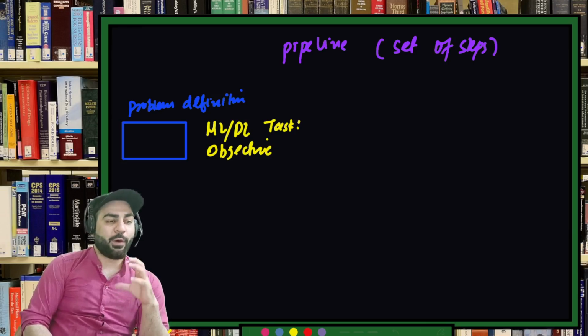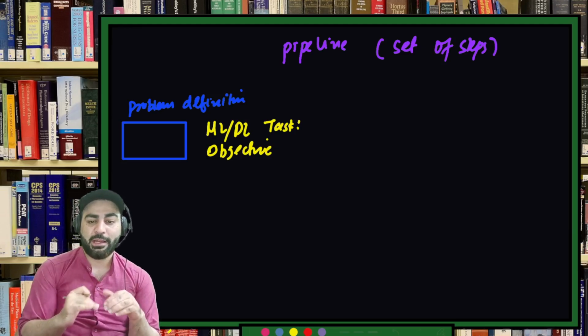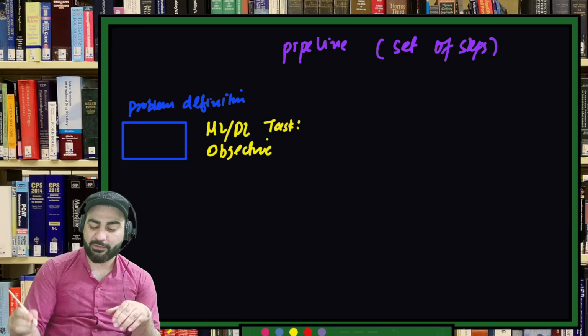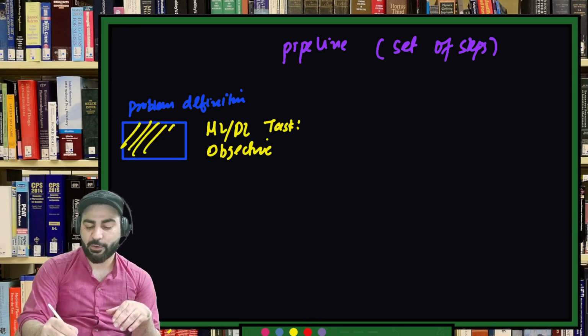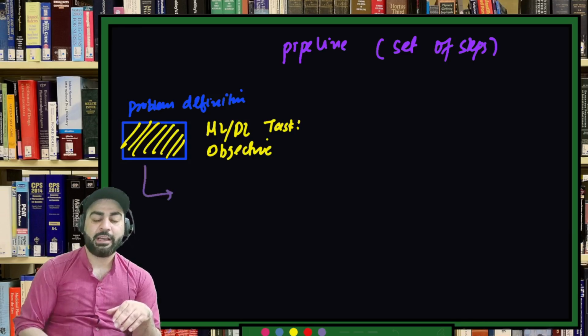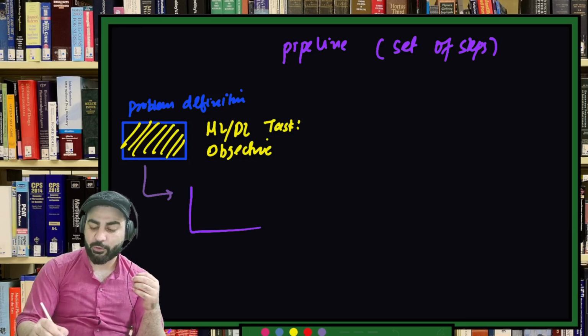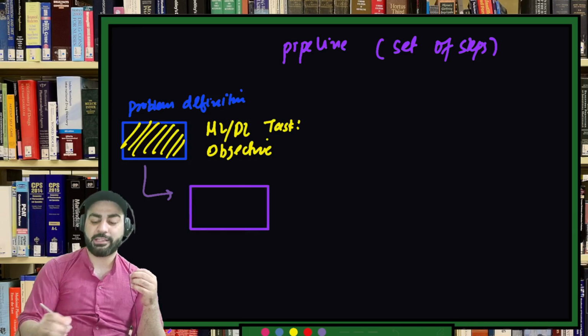Once you have this problem definition clear, and you know that the problem is clear to you, you move to the second stage. This was the problem definition stage. The second step after this is that you have to collect data. So now there is a stage called data collection.